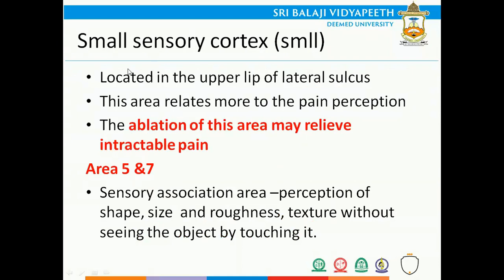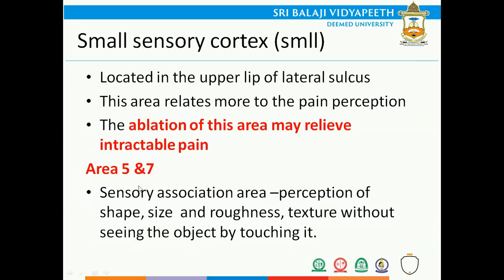Next, coming to the secondary sensory cortex, it is located in the upper lip of the lateral sulcus. It is also called SII. This area relates more to pain perception. The ablation of this area may relieve pain. This is usually done when the pain fibers are cut or sliced off to relieve the pain of the patient. Whenever there is very extreme pain, they relieve the pain by interrupting these sensory tracts.